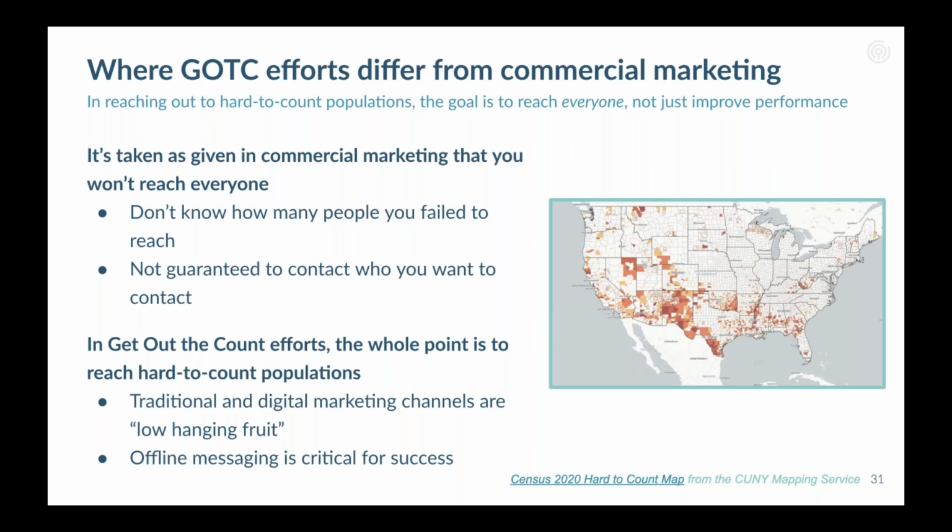Whereas on the other hand, for Census get out the count efforts, the whole point is to reach everyone, and in particular to reach those hard to count populations. And so in this sense, with Census, you can think of digital and traditional marketing channels as that low-hanging fruit where there is a pretty established infrastructure around that already. But the offline messaging that you would do would be really critical for your success and is a tool in your get out the count tool belt that is not as often used in commercial marketing.